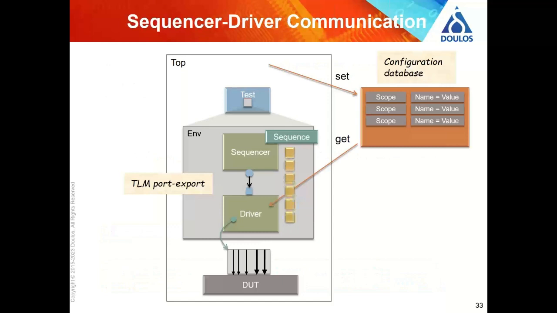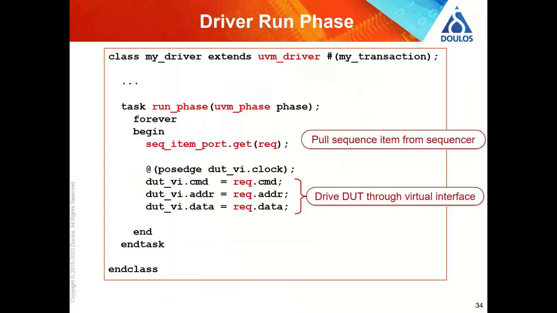So we need to create this connection. That's using, let's say, a TLM connection. We need to create our environment with a sequencer and a driver, connect the two together, and then we also need to make sure that sequencer is going to run that sequence.